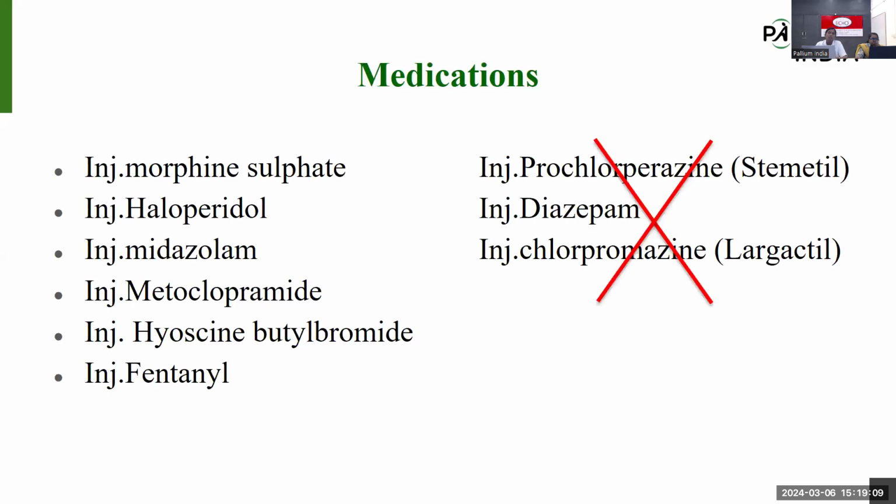Okay, let's see. These are the common medications that we are giving subcutaneously in palliative care. We can give injection morphine sulfate, then injection haloperidol, injection midazolam, injection metoclopramide, injection hyoscine butylbromide, and fentanyl. These are some of the common drugs that we are giving subcutaneously in palliative care settings.